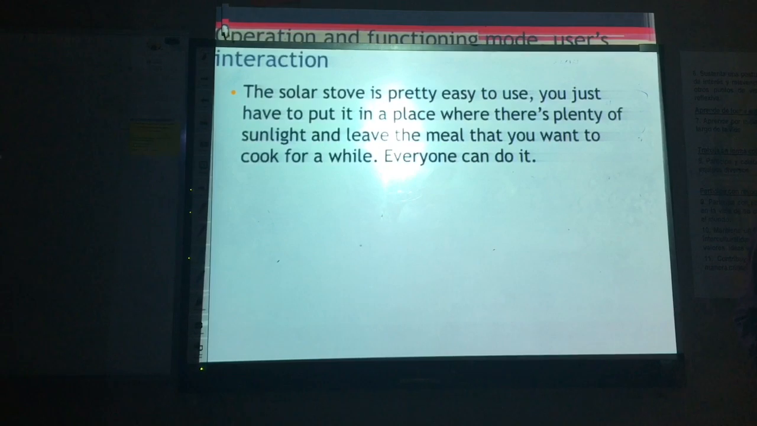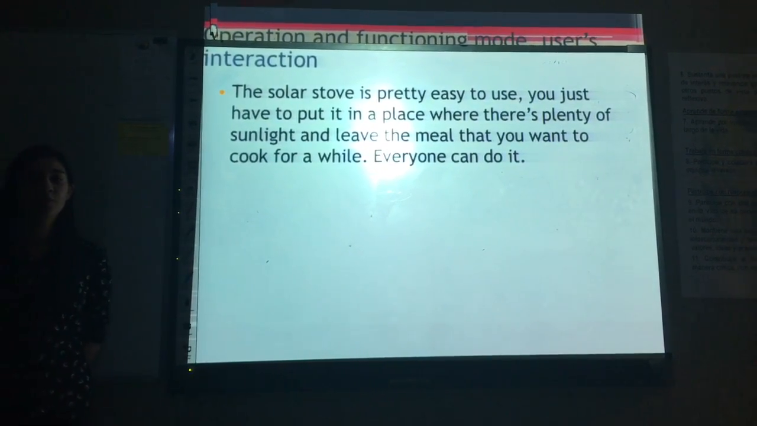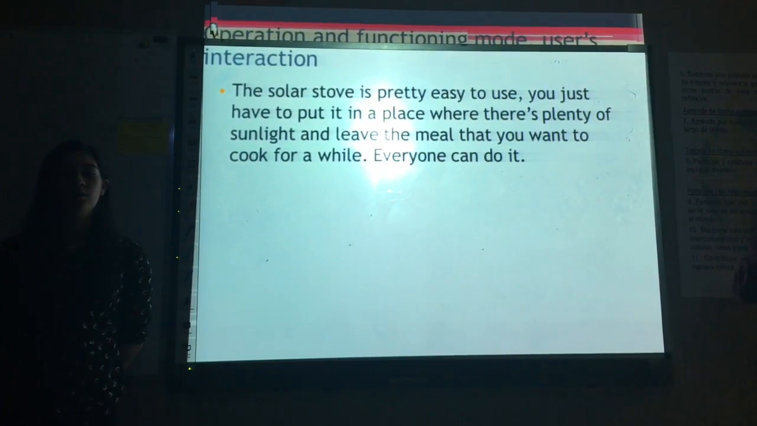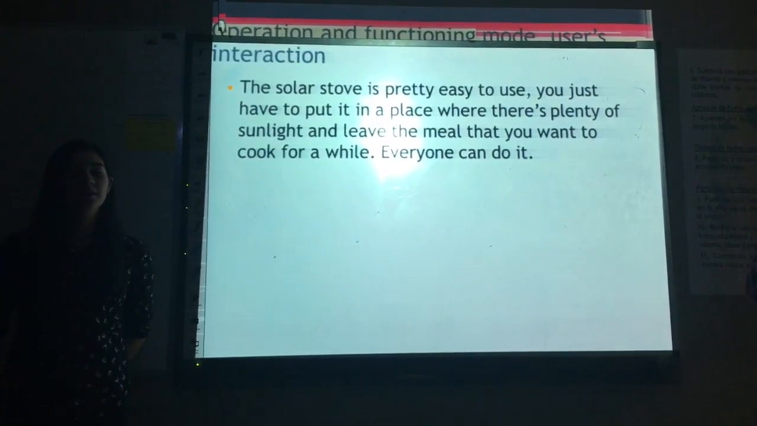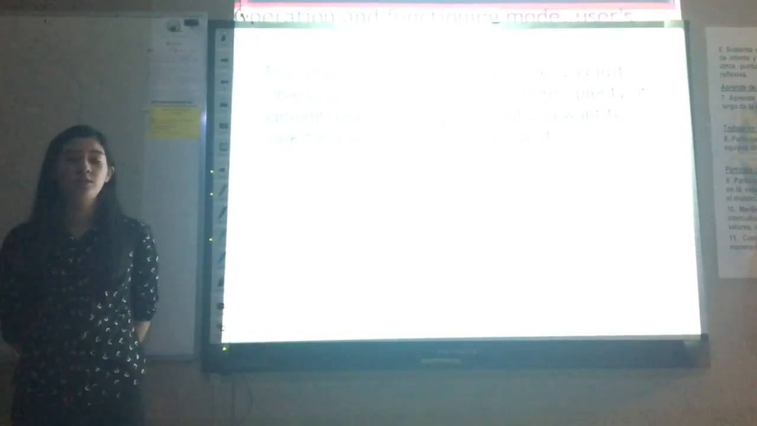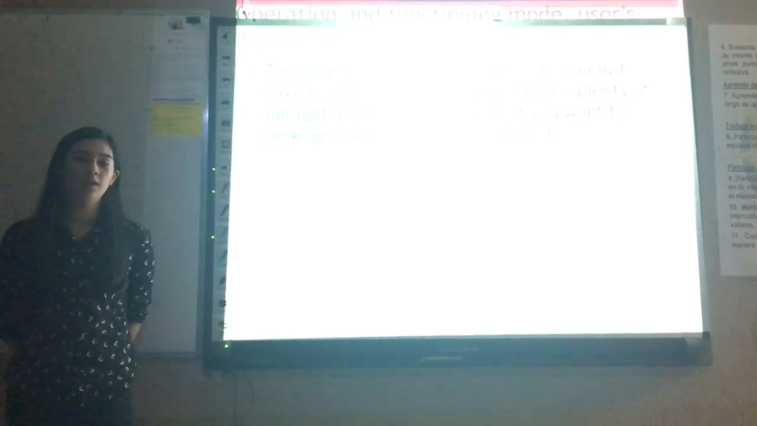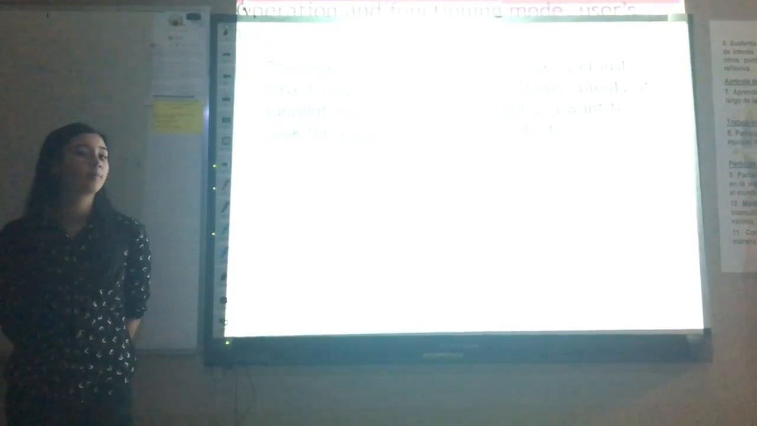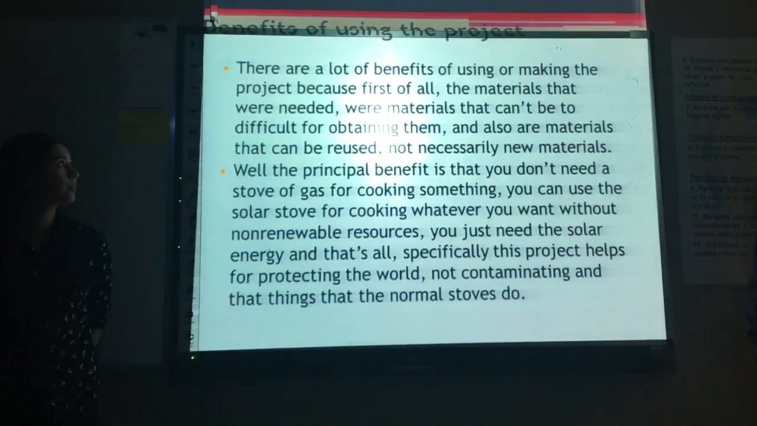Operation and functioning mode. The solar stove is pretty easy to use and to make. You just need to collect the materials that we already said, and that's all. You need to leave the meal in a place where there's plenty of sunlight.